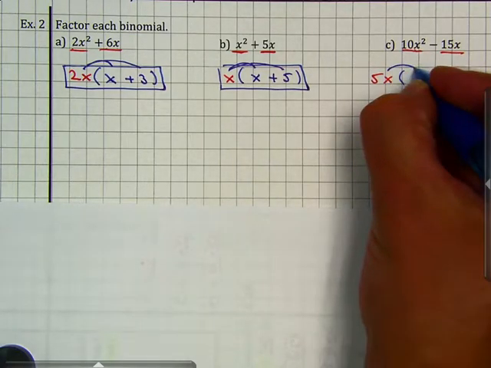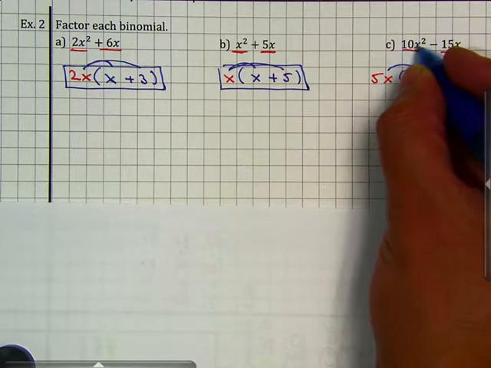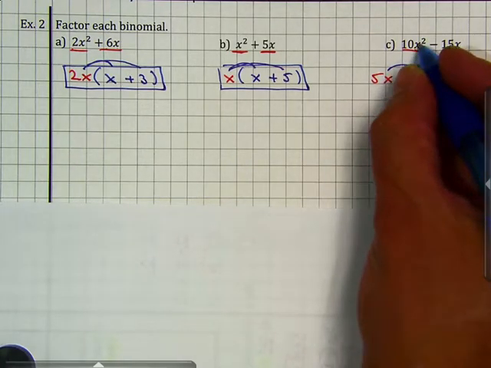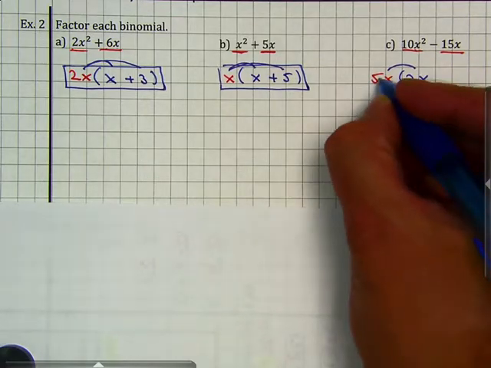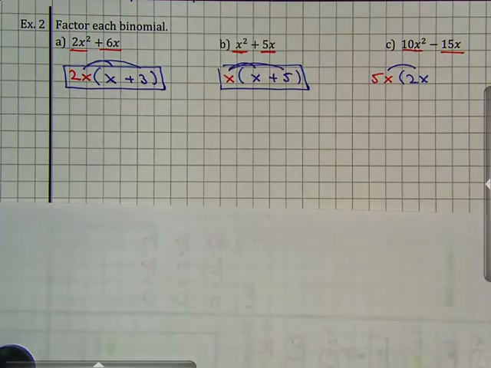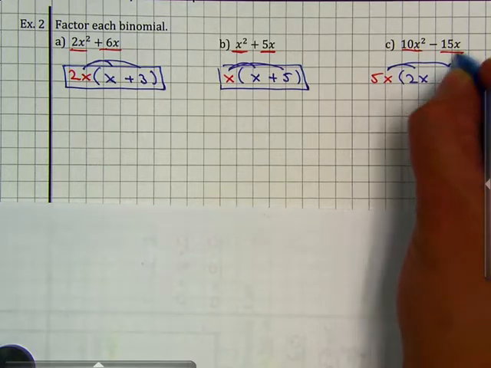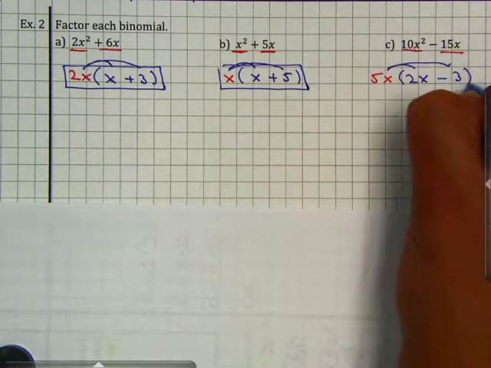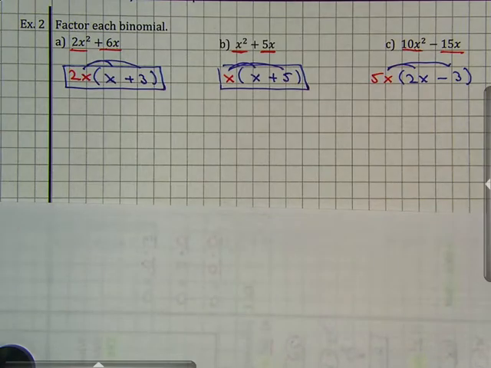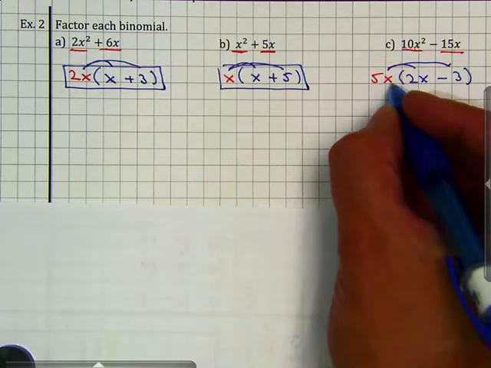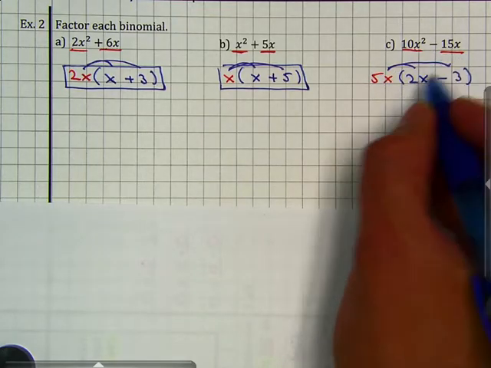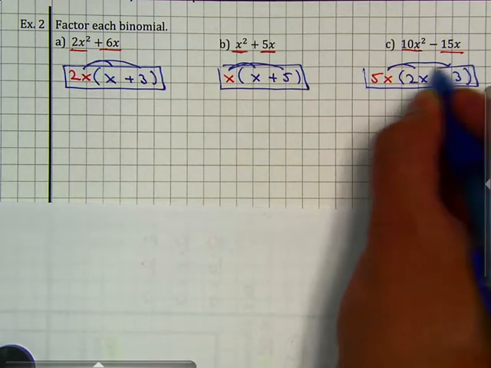5x multiplied by what will give me 10x squared? So 5 times 2 will give me 10. I have an x here and I need 2 x's, so I need another x. So 5x times 2x is 10x squared. 5x multiplied by what will give me negative 15x? 5x times negative 3. So 5x times 2x is 10x squared. 5x times negative 3 is negative 15x.